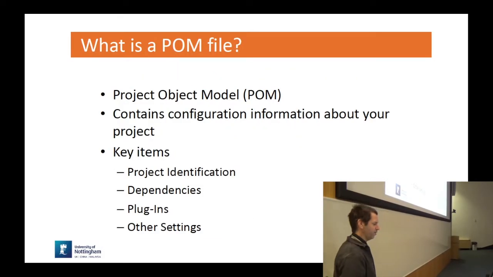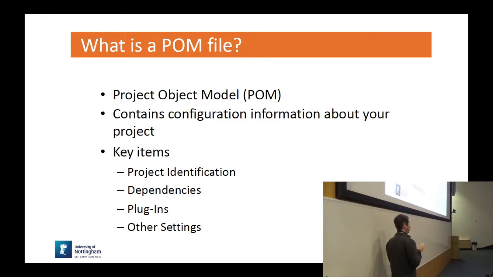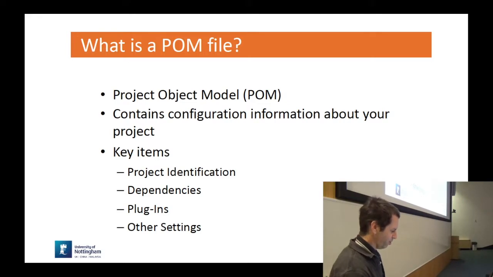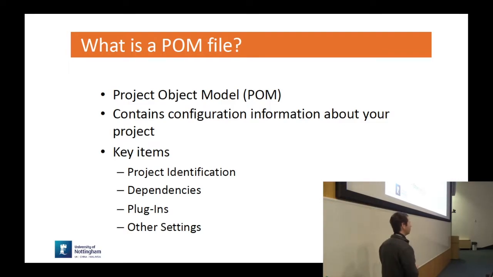Okay, all the information about a build is stored in the so-called POM file in Maven, Project Object Model file. Say that 10 times fast. You'll see the POM file in the screen capture demo, me modifying it and adding a dependency. It contains the configuration information about your project, like project ID, a list of dependencies, plugins, and a whole bunch of other settings.